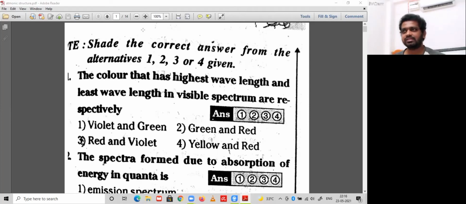Hi, hello students. In this video, we are going to discuss MCQs on the concept structure of atom. First question: the colors that have the highest wavelength and the least wavelength in the visible spectrum are.